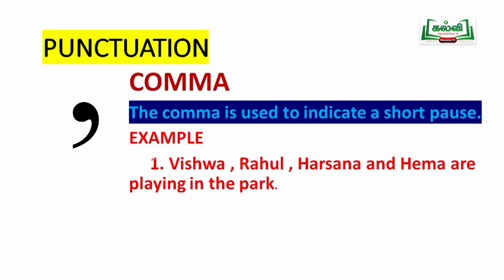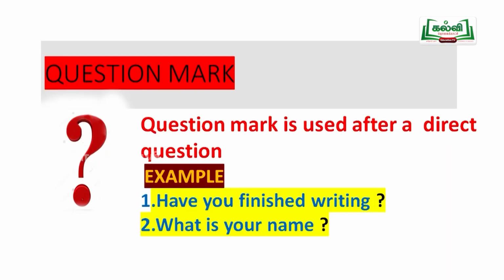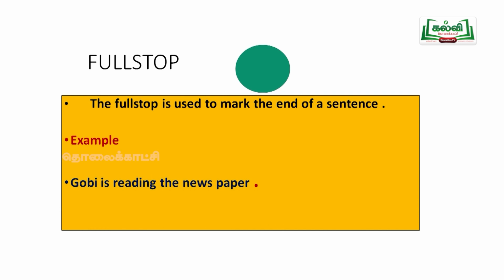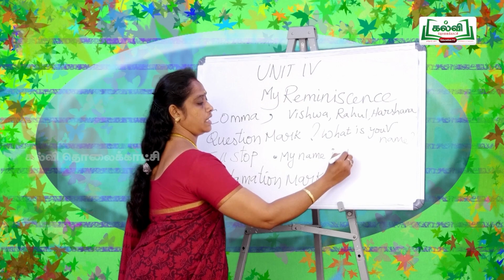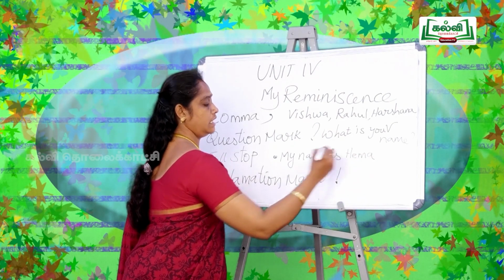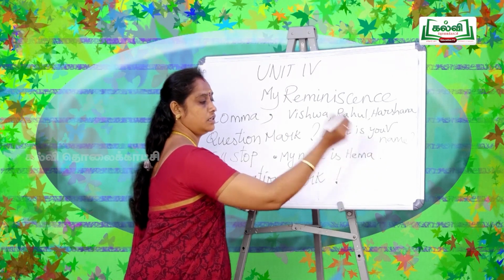If there are 2 or 3 words, there you can use a comma. For example, if you are saying Vishwa, Ragul, Harshana, and so on. So if it is 2 or 3 words, you can use the commas. Then what about the question mark? Wherever there is a question asked, you have to use the question mark. What is your name? There you have to use your question mark. And then full stop, to end a sentence. If you find a sentence is to be ended, there you have to use a full stop. My name is Hema. So here the sentence is ended. So you can give a full stop.